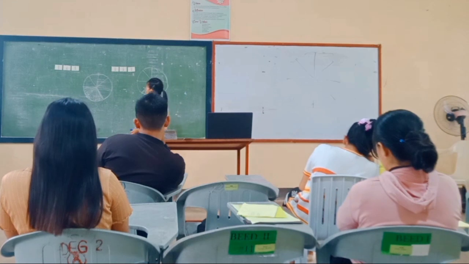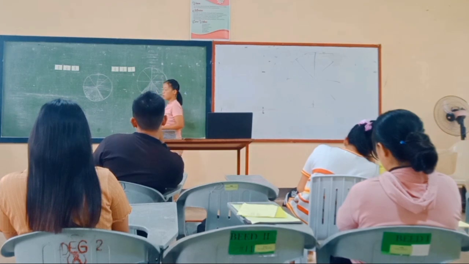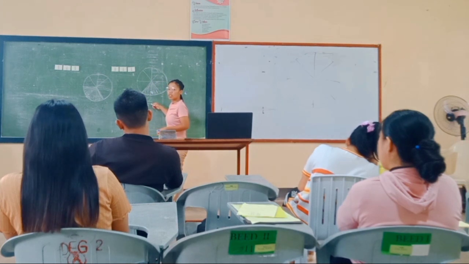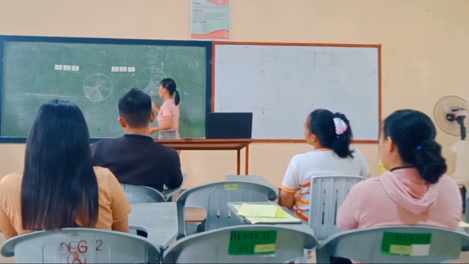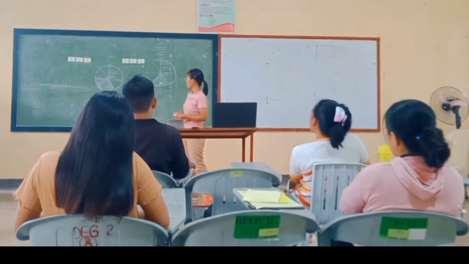Next, we're going to compare these because we are talking about comparing similar fractions. Do they have the same denominator? Yes. Okay. If we compare these two fractions, who has the larger fraction? 3/8, because 3 is greater than 2. So that is comparing similar fractions.